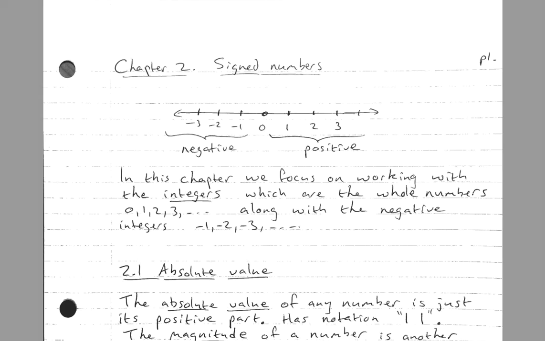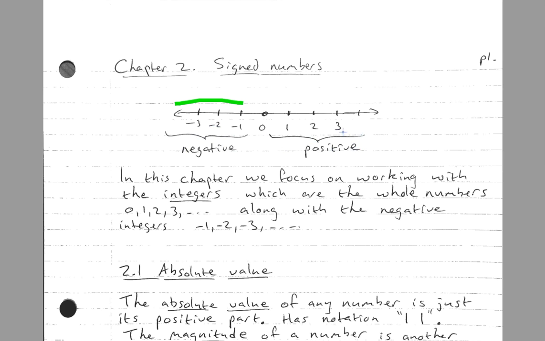Let's take a look at chapter 2. So yeah, in chapter 1 we were just working with the whole numbers, 0, 1, 2, 3. So now we're throwing in the negative numbers. And yeah, we're focusing just on integers, so no fractions or decimals yet.